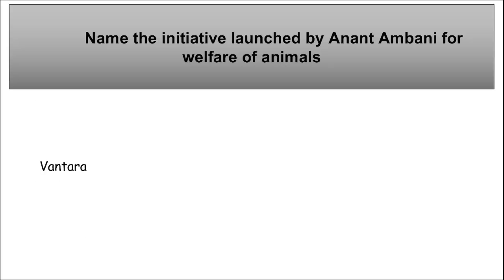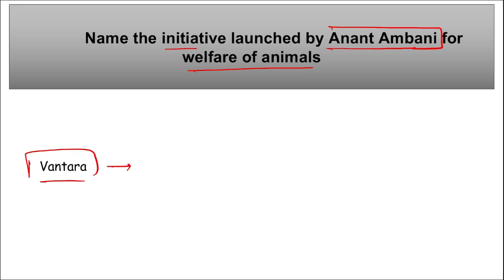Moving on. Next, name the initiative launched by Anant Ambani for the welfare of animals. We know that Anant Ambani will be getting married soon. So before his marriage, he launched an initiative known as Vantara. Vantara means star of the forest. This Vantara is basically for the welfare of animals. Correct? And this program will rescue, treat, care for and rehabilitate injured animals in India as well as abroad.